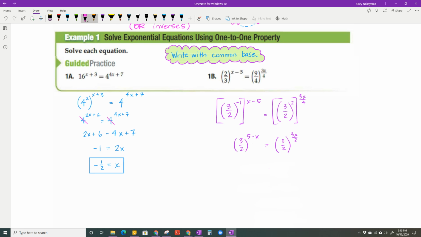Okay, and now I am back at the bases are the same. So I can set those exponents equal to each other. I'm going to multiply both sides by 2 to solve this. Then I'm going to add 2x, and then I'm going to divide by 5. So that's what we have. All right, on to the next example.